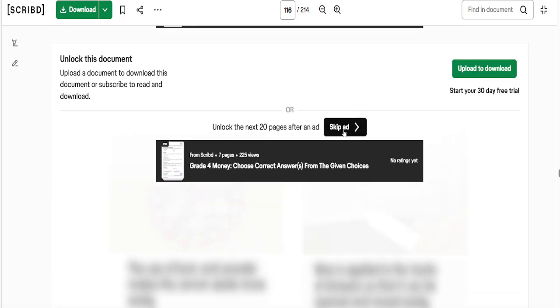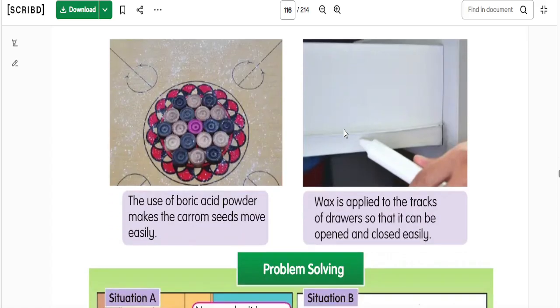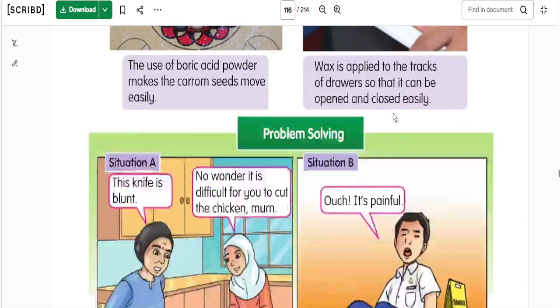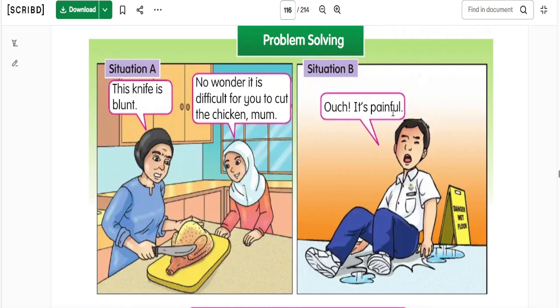Basically, like in a carom board, we put some powder called boric acid powder, which makes the strikers move faster by reducing frictional force. Similarly, wax is applied to the tracks of a drawer so that it can easily be opened or closed.